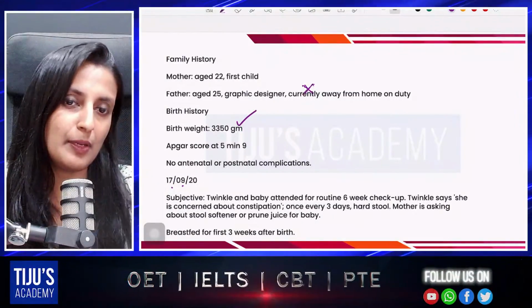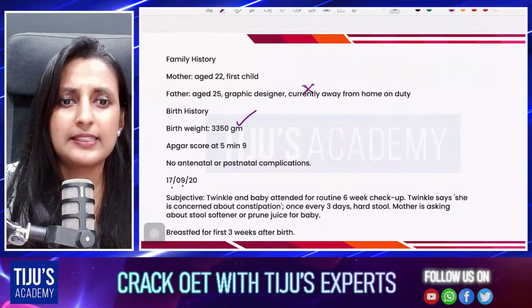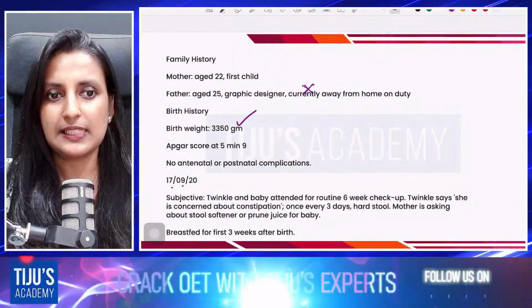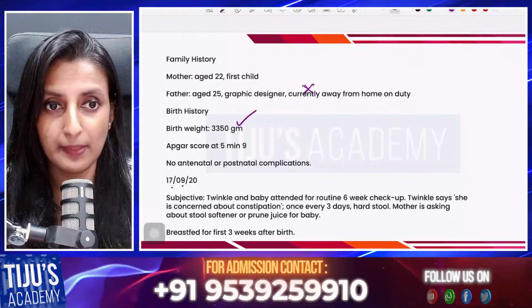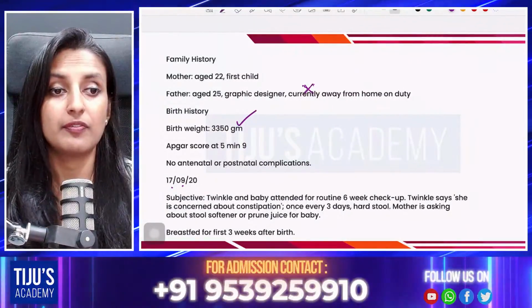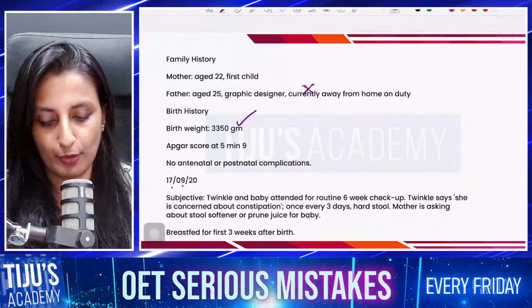So that is a relevant point because the patient is having breastfeeding issues. So obviously there's a chance that may affect the birth weight of the baby, or that may affect the current weight or birth weight. So this is considered to be a relevant point here.